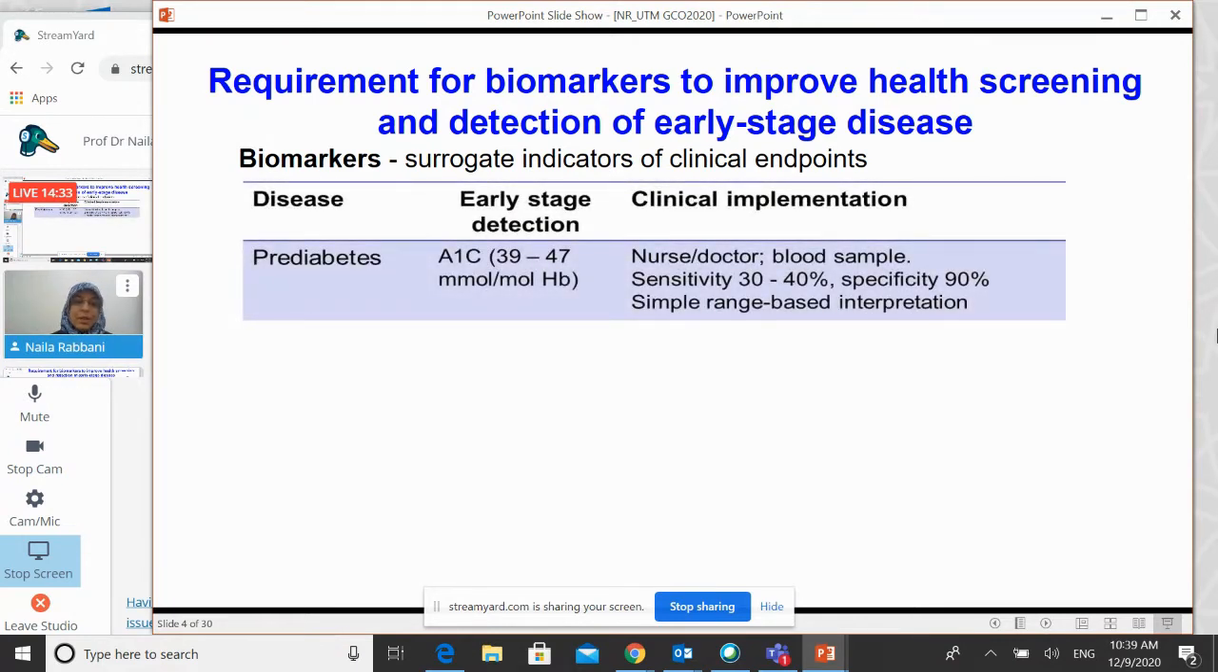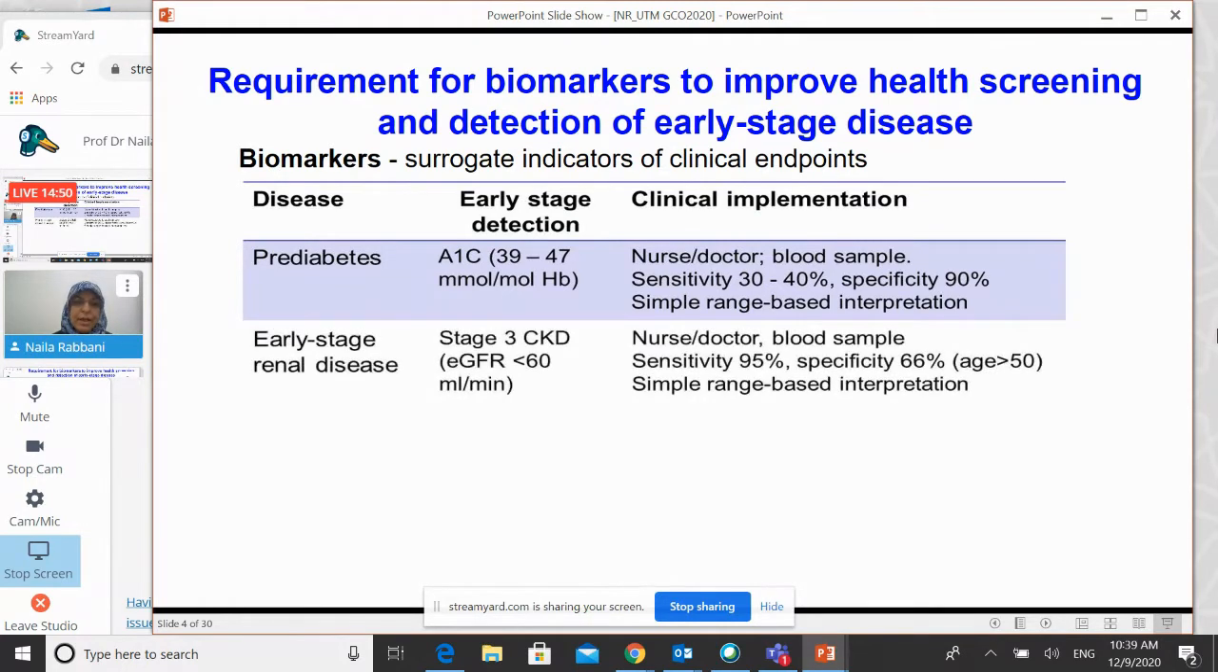Currently, prediabetes is diagnosed at early stages using HbA1c, glycated hemoglobin, but the sensitivity of this is only 30 to 40%, and specificity is 90%. And for early-stage renal disease, we measure eGFR, estimated glomerular filtration rate, for stage 3 kidney disease. Although the sensitivity of this technique is 95%, specificity is only 66%, and it is only applicable to people over the age of 50.